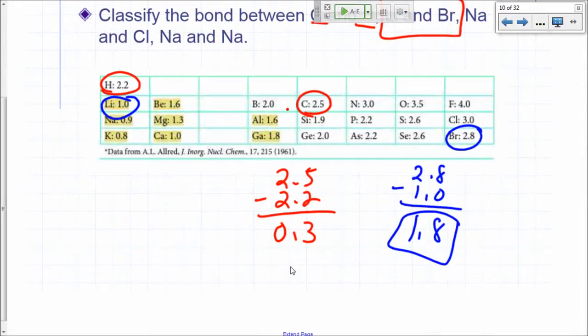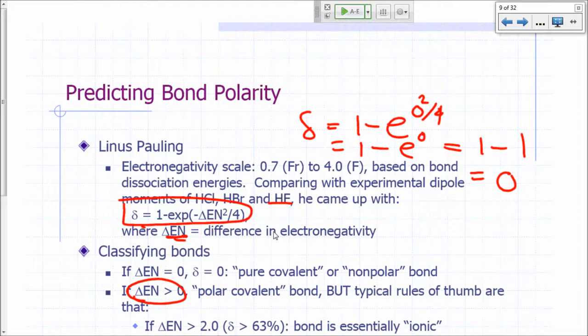Now, I did give you a 2.0 threshold cutoff, right? And that's a gray area right there. So the best thing to say is that it's very polar, because there's really no such thing as 100% ionic. How can you get 100% ionic anyway, using Pauling's formula? What would have to be the electronegativity difference in order for delta to be equal to 1?